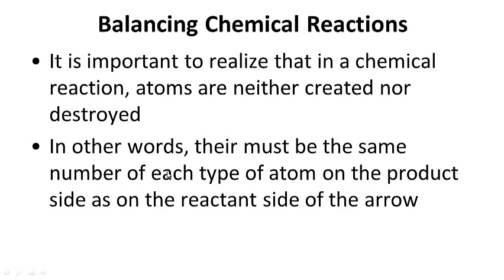All right, so balancing chemical reactions. It is important to realize that in a chemical reaction, atoms are neither created nor destroyed. Okay, in other words, there must be the same number of each type of atom on the product side as on the reactant side of the arrow. All right?